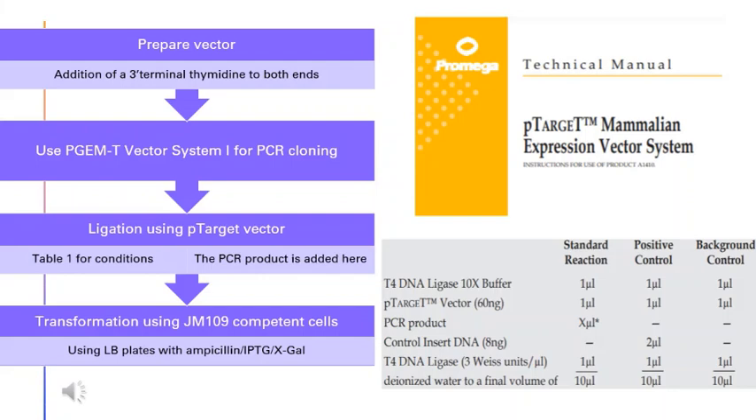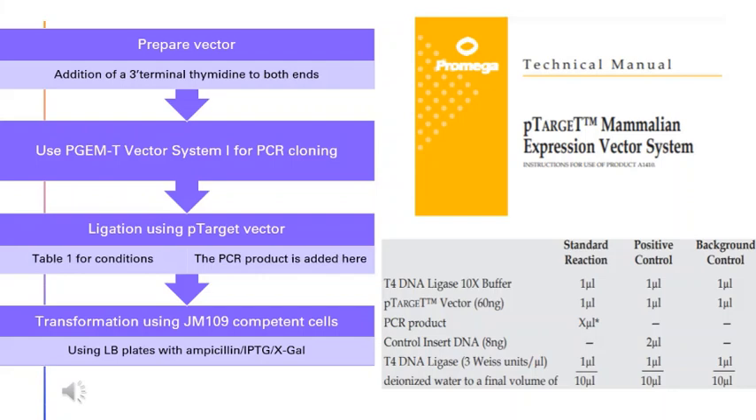In this step, the PCR product is added and the conditions are shown in the table. The manual suggests to also do a positive control and a background control without the PCR product. T4 DNA ligase is necessary because it allows the thymidine to exist in the vector. Without it, it will disappear. This process needs to be 3 hours long minimum and is a huge disadvantage compared to other systems.